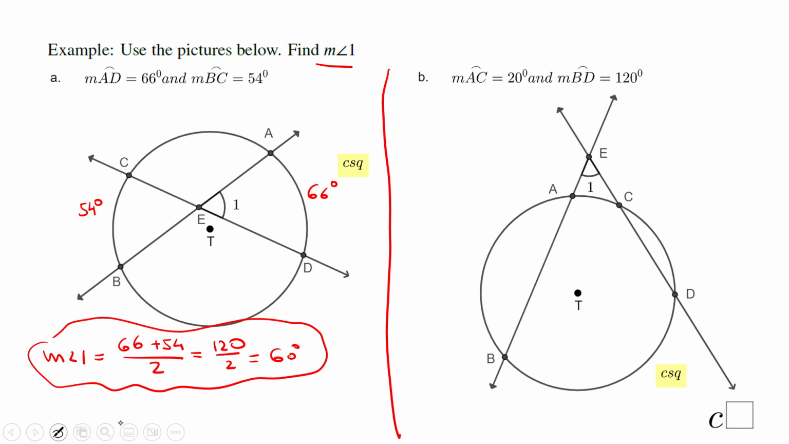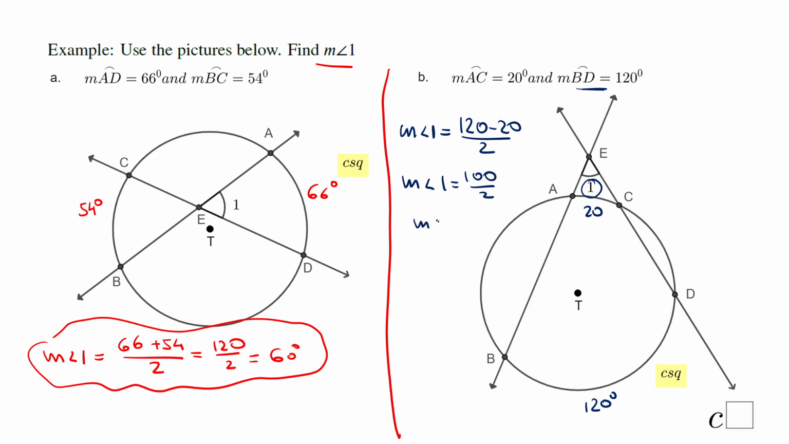Let's take a look at part B. Very similar, however, in this case, angle 1 is formed by the two secants and is outside of the circle. So if you remember, the measure of angle 1 will be the difference of the intercepted arcs. So let's take a look. Do we have them? Yes. The measure of arc BD is 120, and the measure of arc AC is 20. So we're just going to subtract them and divide by 2. So we have here 100 divided by 2, that will be 50 degrees.